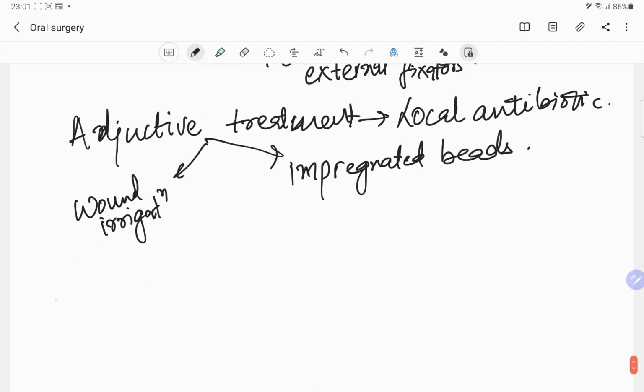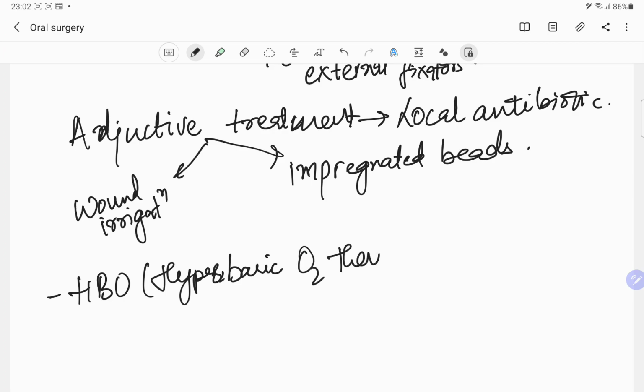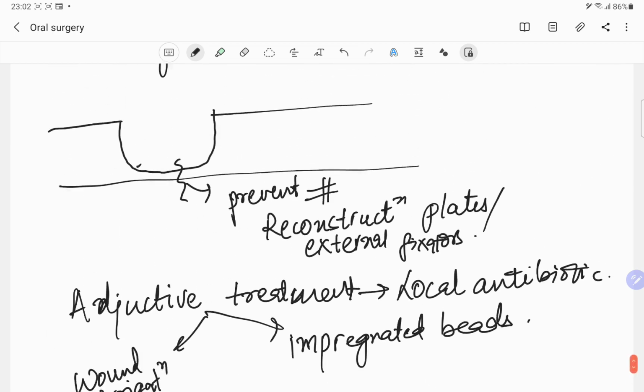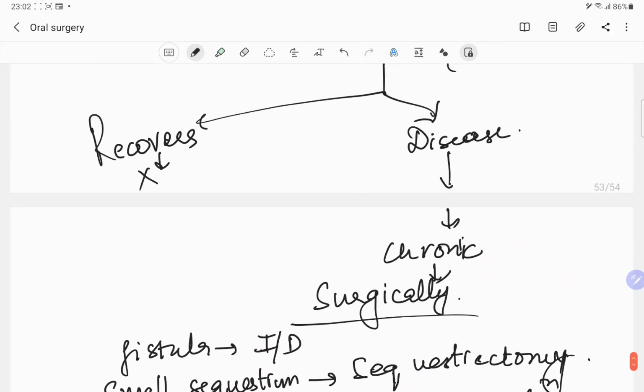Sometimes we have to go for hyperbaric oxygen therapy also, in case of treating refractory osteomyelitis. Hyperbaric oxygen therapy works by increasing the oxygen level of the tissues so that it can fight against the anaerobic bacteria. So this is about osteomyelitis, wherein there is inflammation or infection of the medullary part of the bone which progresses to the periosteum.